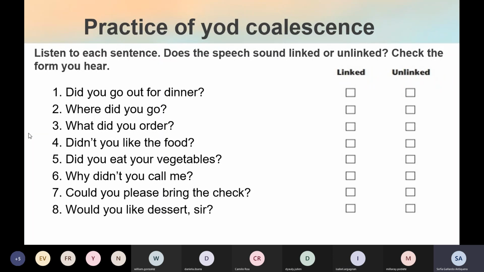Next one. Why didn't you call me? Linked. Great. Well done. You're great at this. Okay, next one. Could you please bring the check? What do you think? Unlinked. Again, sorry? Unlinked. Yes, it is unlinked.